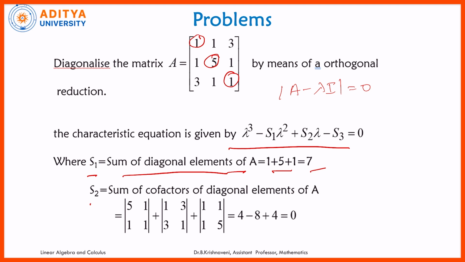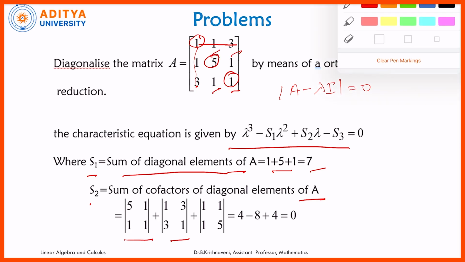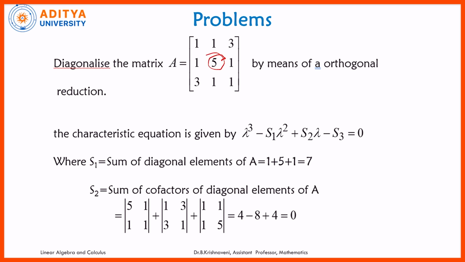And S2 gives the sum of the cofactors of the diagonal elements of A. So, first let us consider the diagonal element 1. Since it lies in the first row and first column, the sign is positive. I need to delete the row and the column containing that element, and consider the determinant of the remaining elements, which is given by det of [5 1; 1 1]. Plus, next is A22, that is the second diagonal element. In the same way, here again positive, and delete the row and the column containing that element, the determinant of the remaining elements is given by det of [1 3; 3 1].